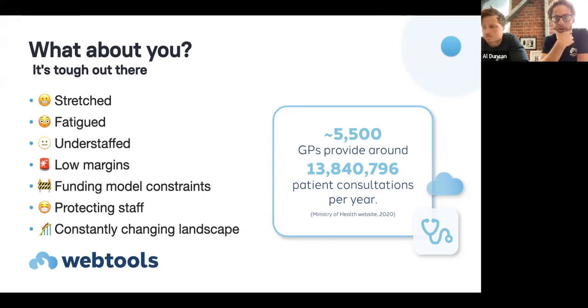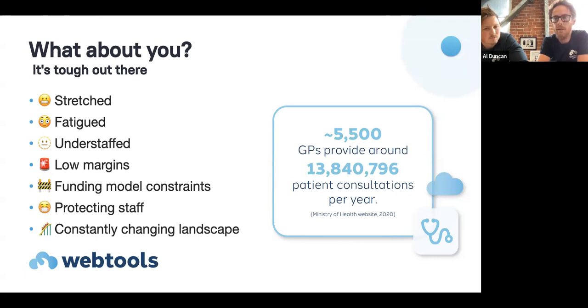We know a lot about the current context out there. It's not easy. We've got general practice teams that are stretched. We've got 15% more patients being seen this year than last year, and those patients are of higher acuity with increasing complexity. We've got a third of GPs now rating themselves as high on the burnout scale. We've got understaffing, particularly problematic in rural areas. We've got low margins in general practice. They're trying to maintain their revenue with increasing operational costs, and the common funding model constraints.